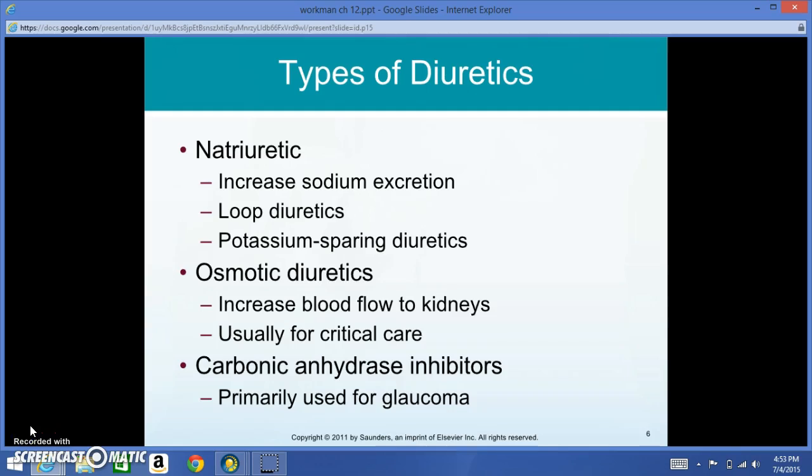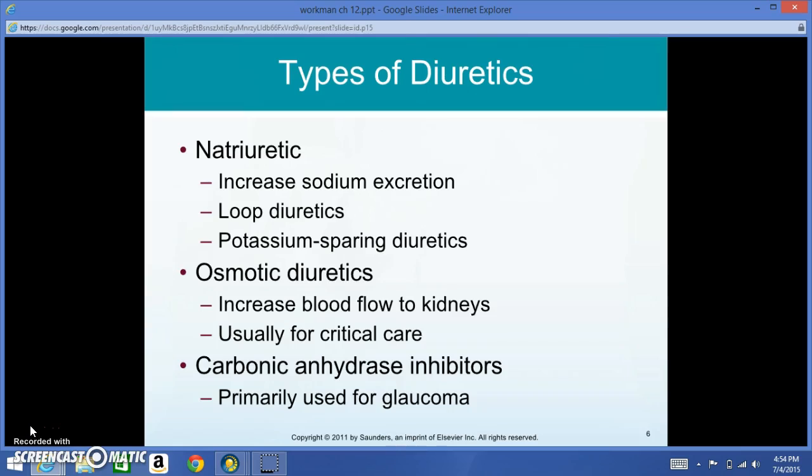Okay, there are three major types of diuretics, and then there's subtypes, which we'll talk about. The three major types: one, natriuretic, and natriuretic refers to diuretics that cause the discharge of sodium through the urine. So every diuretic that falls under the natriuretic type of diuretic will increase sodium excretion. They also include loop diuretics and potassium sparing diuretics that we will talk about in a bit.